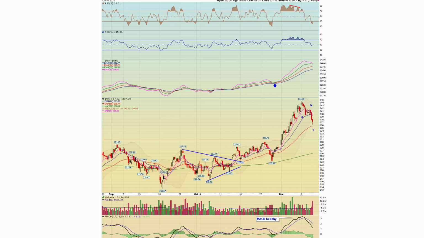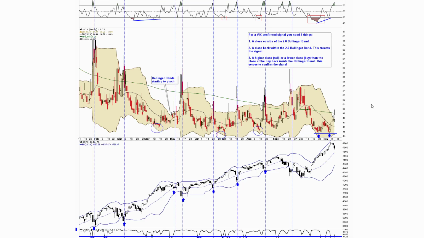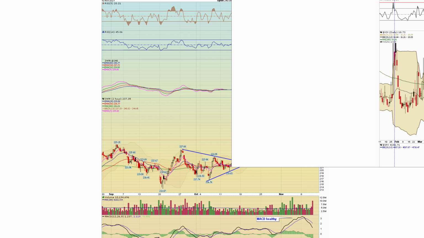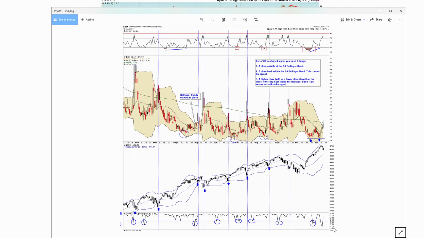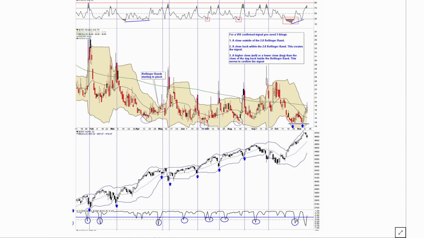Looking at a couple other things. Here's the VIX. As you know, the VIX went uncorrelated down here. It was going up with the S&P, suggesting some sort of market correction, which we got, right? Here's another important thing: it did close outside its upper Bollinger Bands. That's important because when it closes back inside the bands, that's usually a pretty reliable signal as well.